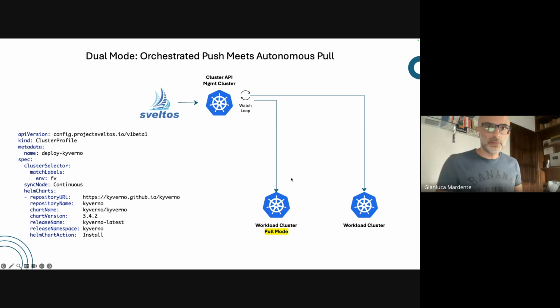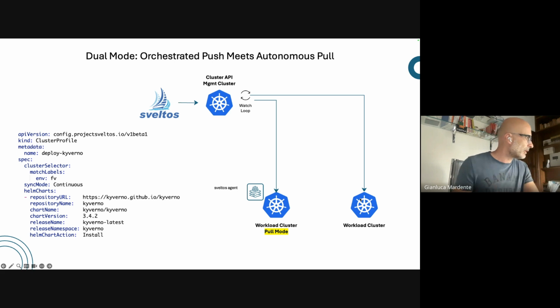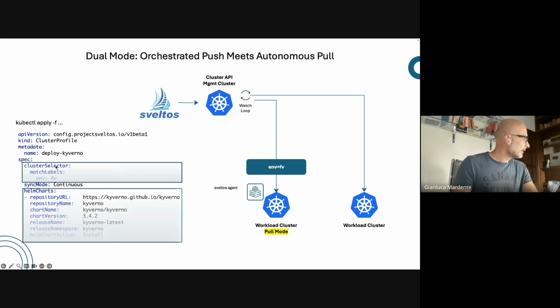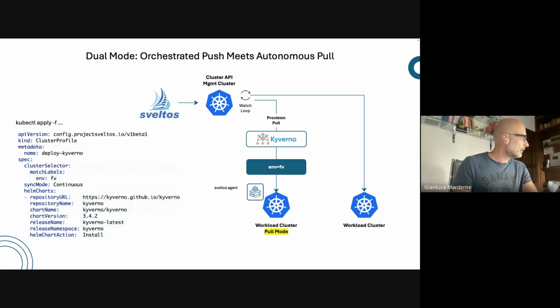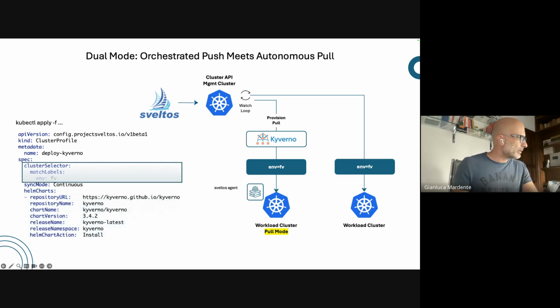Of course, we can have a mixed mode where we can have some clusters which are in push mode and some clusters which are in pull mode. Because the way we describe what needs to be deployed is exactly the same. We create a cluster profile, and once we register this cluster, this agent gets deployed. There is no agent here because this is in push mode. So with respect to deploying add-ons and configuration, there is no agent here. And then we put the label, and this gets deployed on this cluster, which is in pull mode. And we put a label on the other cluster, which is in push mode, and Sveltos will push the configuration to this cluster.